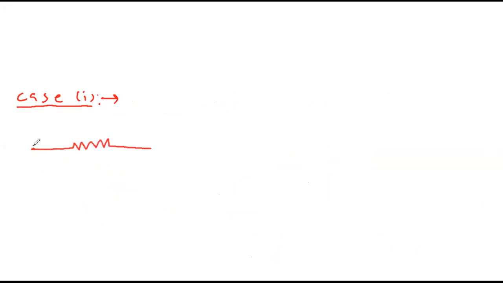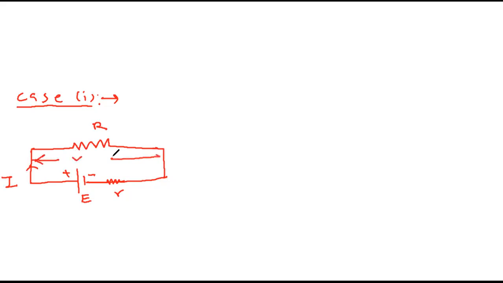This is resistor R connected with a battery of EMF E, whose internal resistance is r. It is supplying current I. Capital V is the voltage across the external resistance, small v is the voltage across the internal resistance.